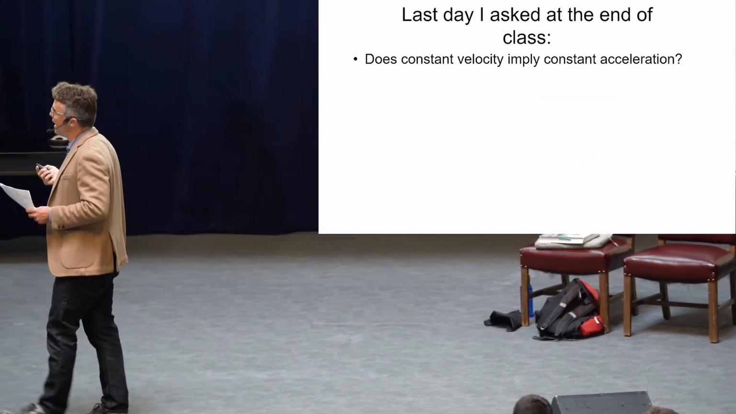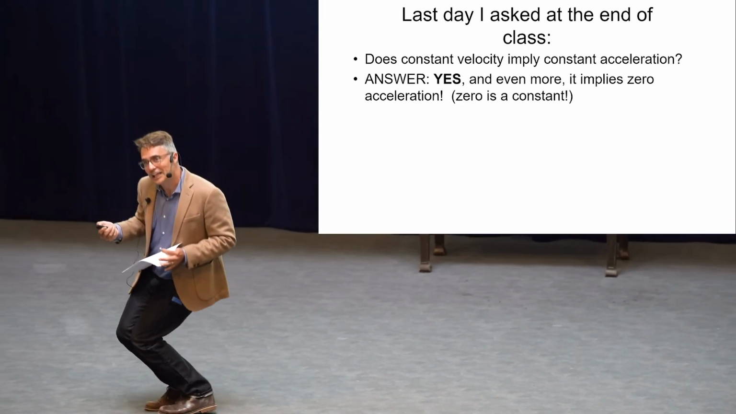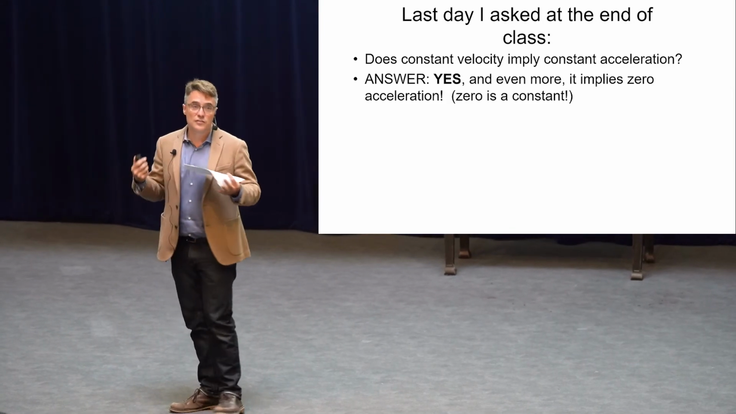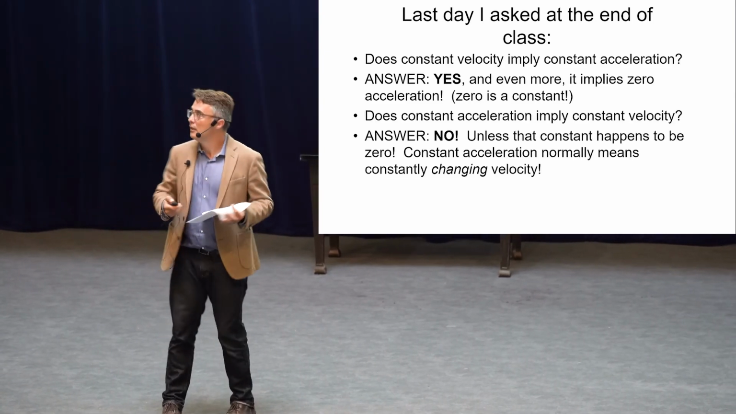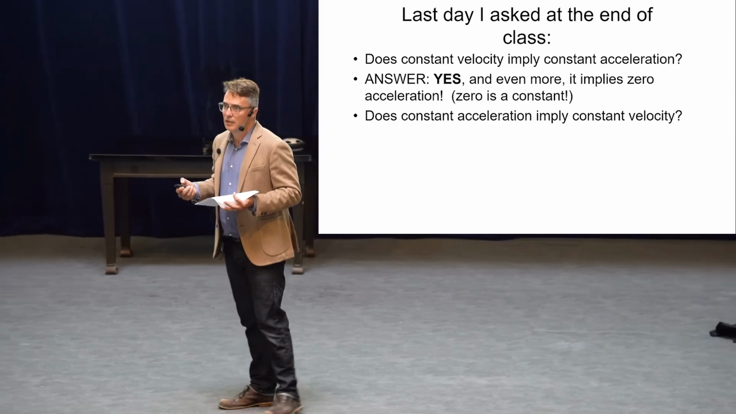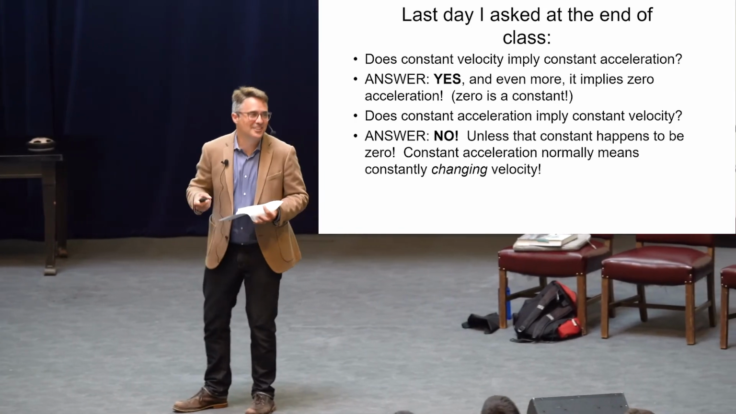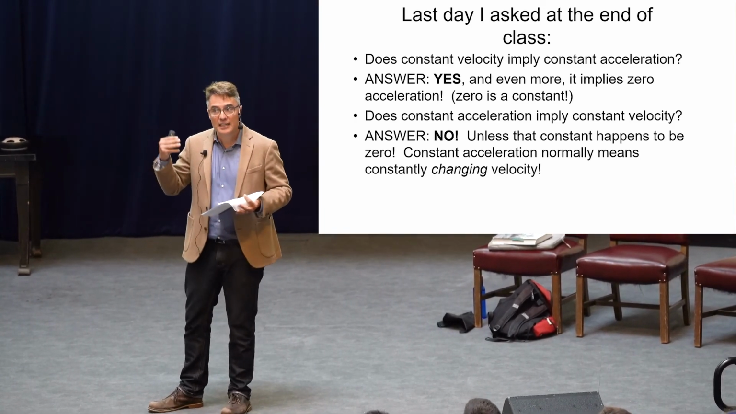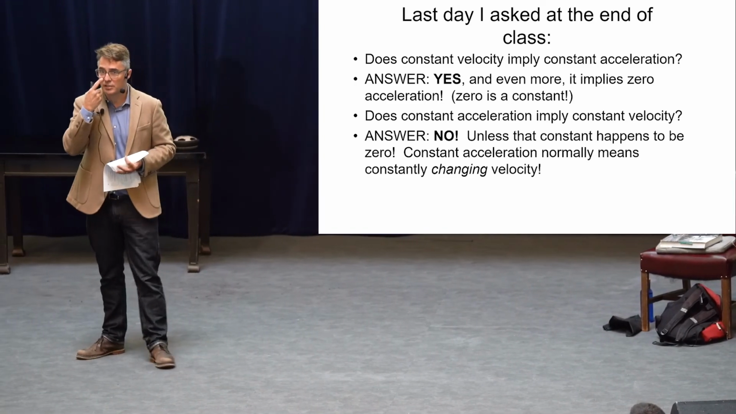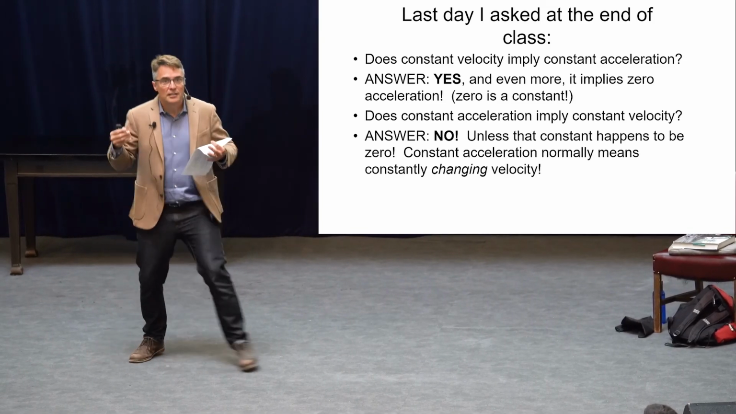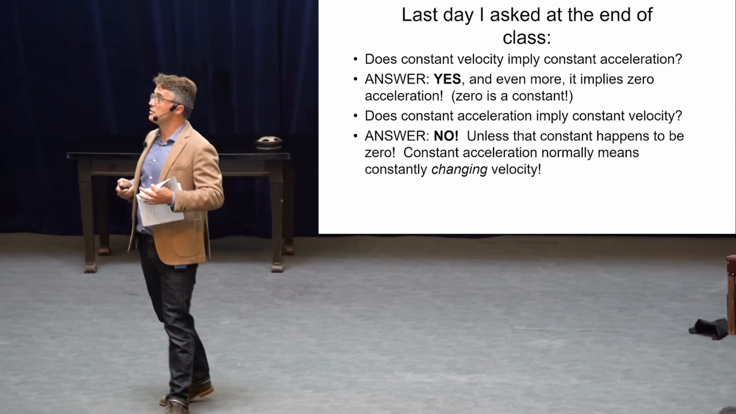Last day at the end of the class, I asked, does constant velocity imply constant acceleration? Yeah, I guess. In addition, it implies zero acceleration, and zero is a constant. Then I asked, does constant acceleration imply constant velocity? The answer is no, unless that constant happens to be zero. Basically, constant acceleration means that it's constantly changing its velocity, like when that puck was going down the slope. At every instant, the velocity is getting bigger and bigger, and so the acceleration is not zero.